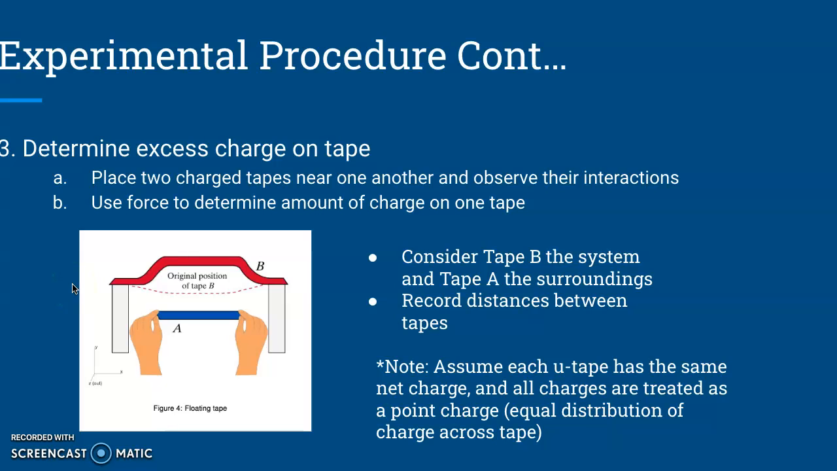Note that we consider tape B the system and tape A the surroundings when completing our calculations with this diagram, and we have to record the distances between the tapes. Another note, we have to assume each U-tape has the same net charge and all charges are treated as a point charge with an equal distribution of charge across the tape. This is an important assumption to make to complete the experiment.